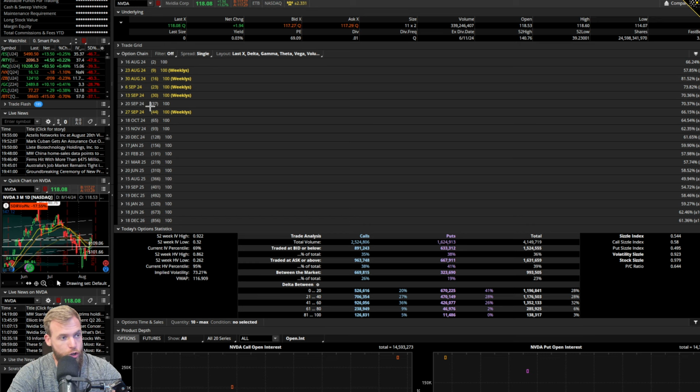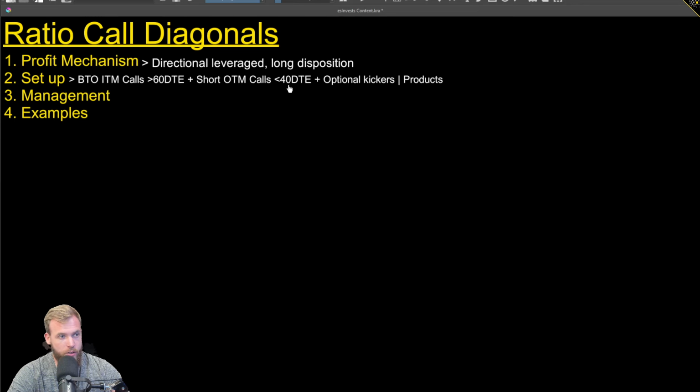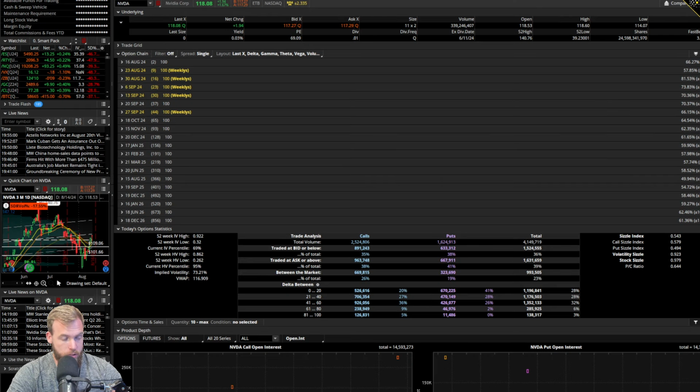Then let's take a look at the short option. So if you go back here, you'll remember that we're looking at short out of the money calls. So when do those get added? Well, sometimes they get added at the onset of the trade. Sometimes they get layered on as the trade moves. The way I think about the short calls is that they're, again, secondary. It helps me offset the cost of theta.